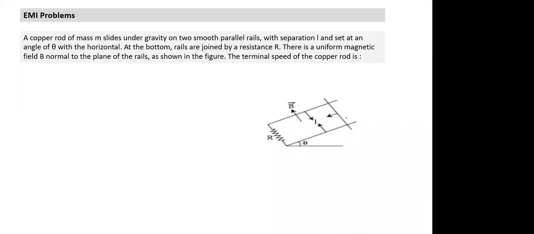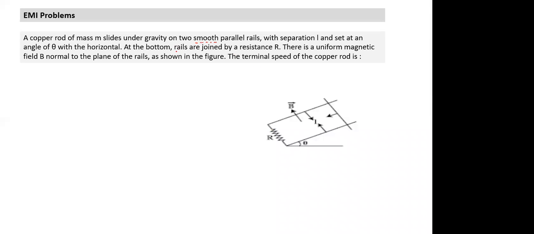There is a copper rod of mass m which slides under gravity on two smooth parallel rails. No friction, so basically smooth indicates there is no friction. Some of the words have special meaning. The separation is L, and so the length of the rod is immaterial. If the rod is projecting here, that will not be part of the loop. So which length is important? The length between the rails, with separation L, at a certain angle theta, and the two rails are joined by resistance R.